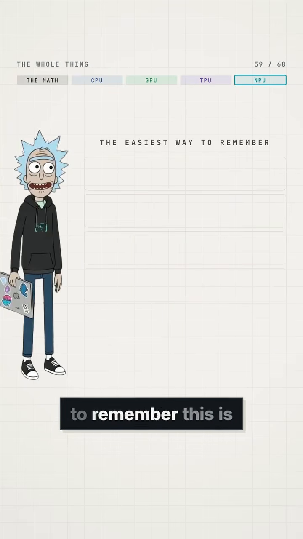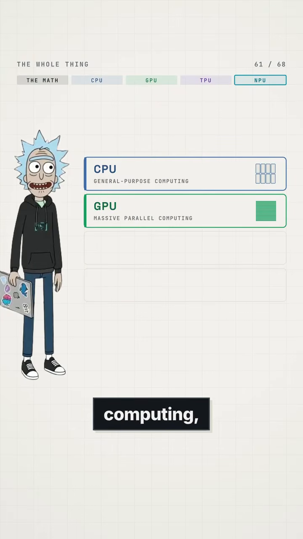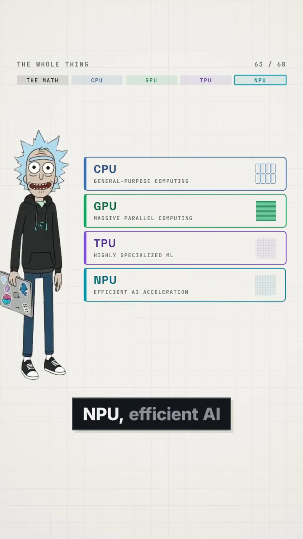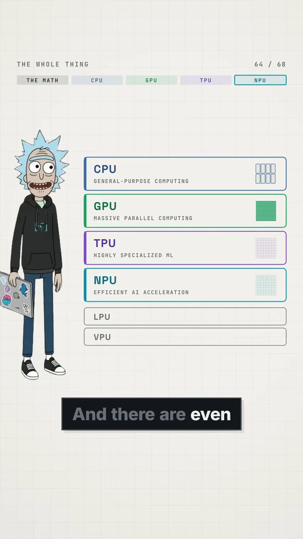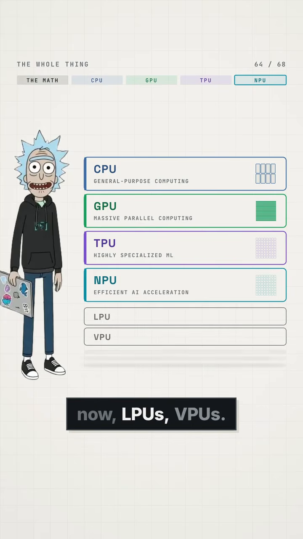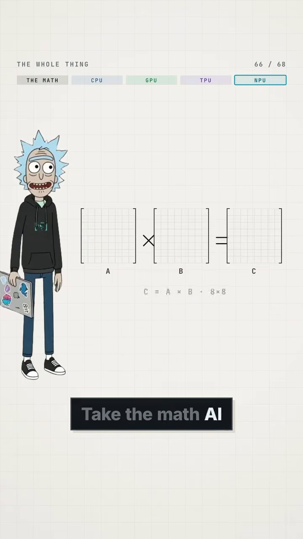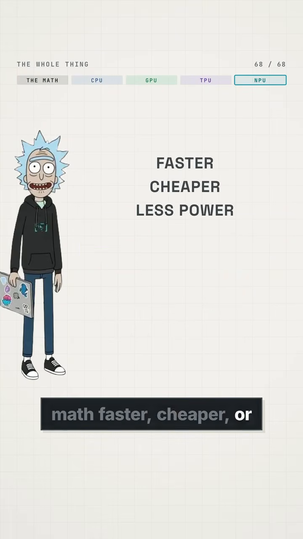So the easiest way to remember this is: CPU, general purpose computing; GPU, massive parallel computing; TPU, highly specialized machine learning acceleration; NPU, efficient AI acceleration, especially on edge devices. And there are even more acronyms appearing now, LPUs, VPUs. But almost all of them are chasing the same goal. Take the math AI uses the most and build hardware that can do that specific math faster, cheaper, or with less power.